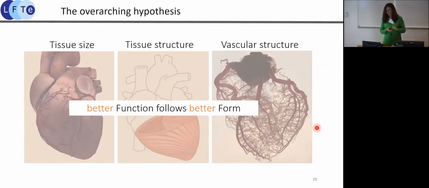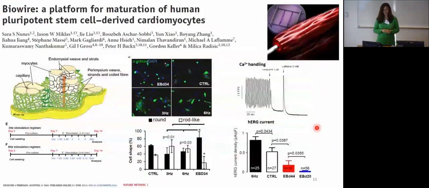So a few years ago, we published this platform that we call BioWire. Essentially, we went into the clean room at the University of Toronto and created very small PDMS-based microvalves, about 600 microns across and 5 millimeters long. We were inspired by the native heart niche, where the cells are elongated, aligned and parallel, and follow one of these capillaries.